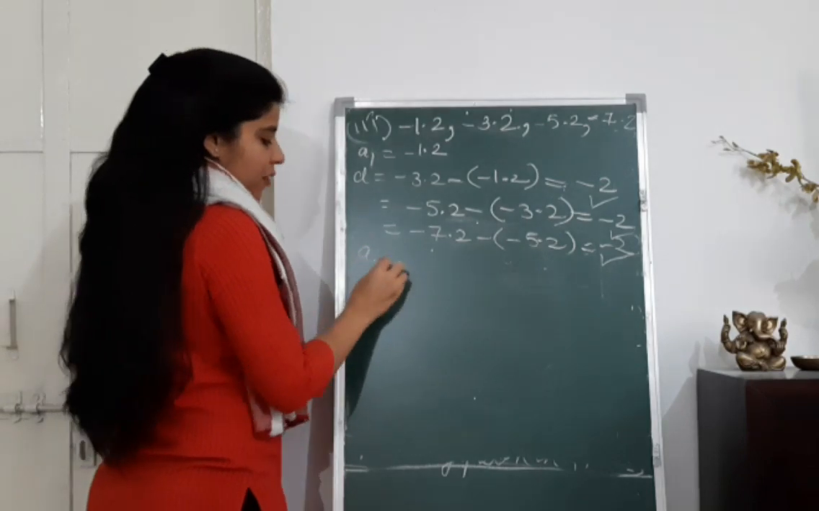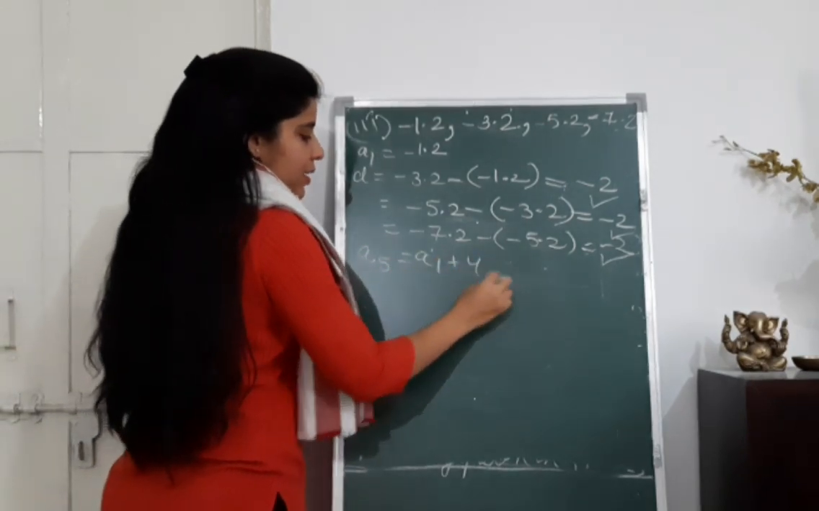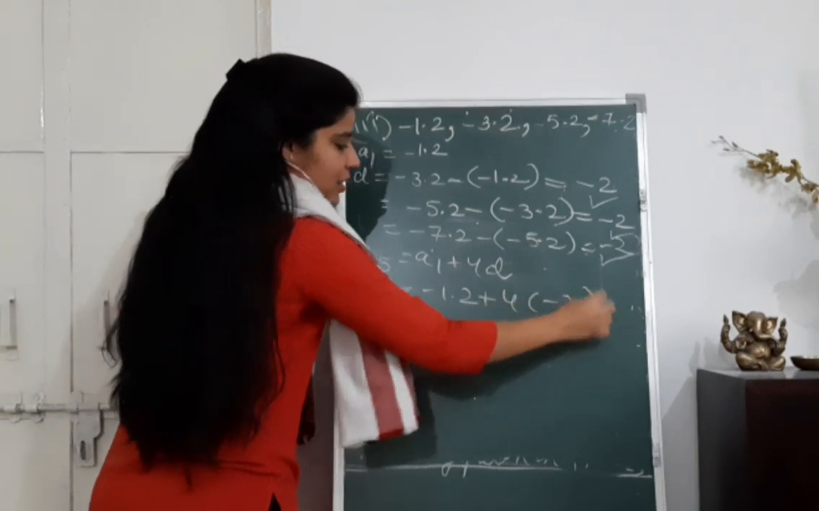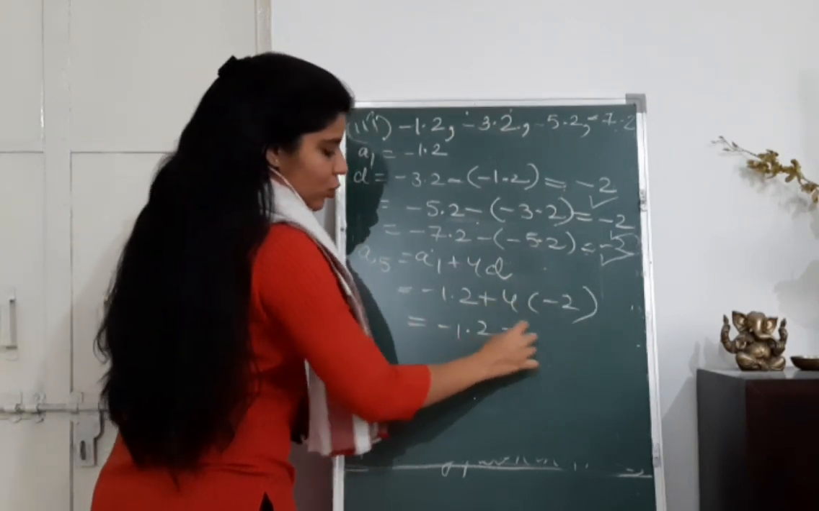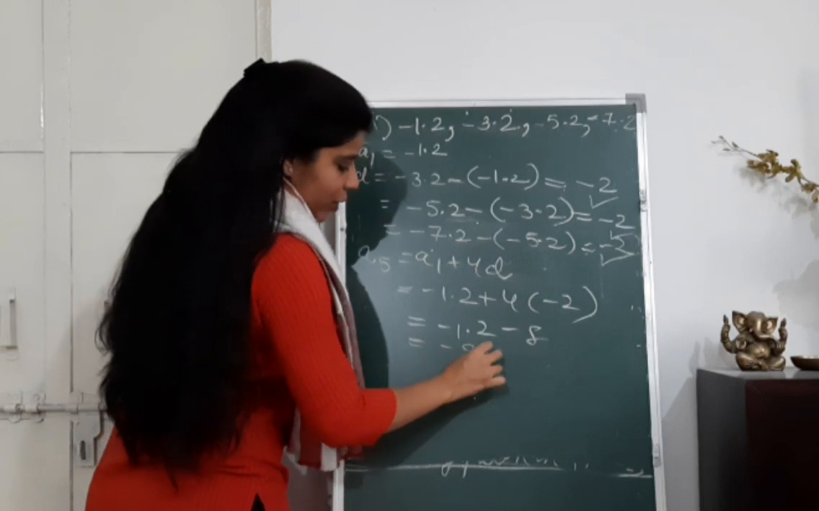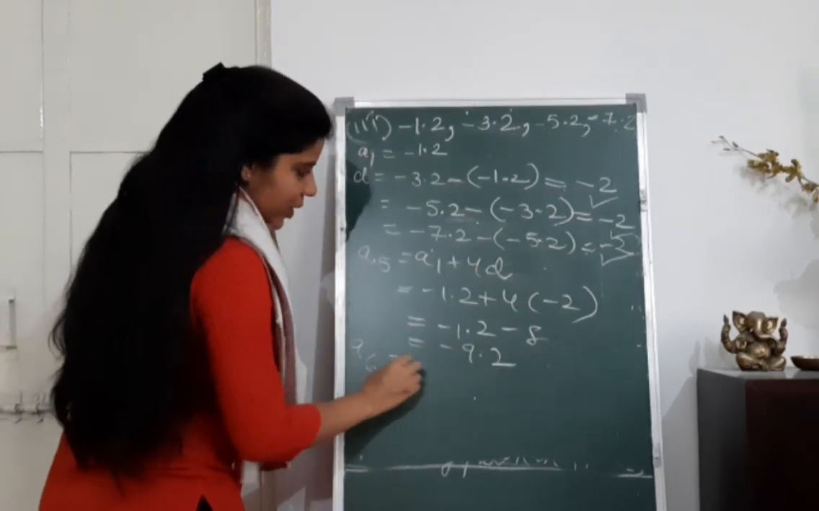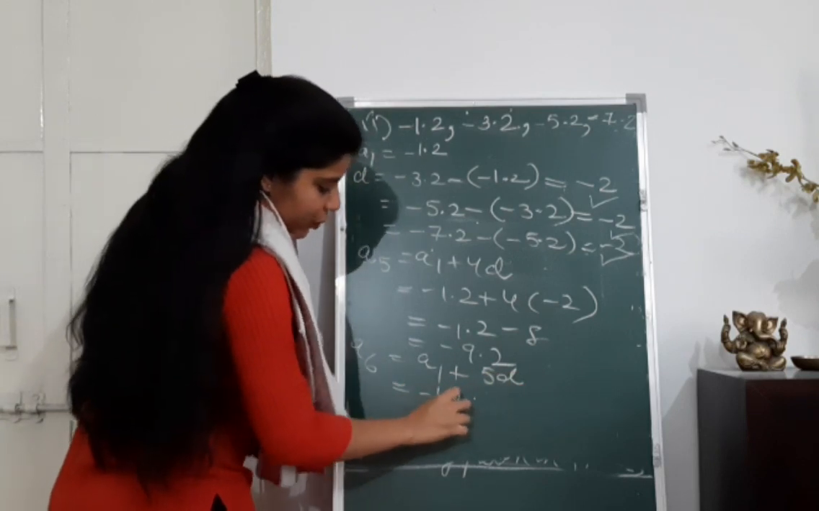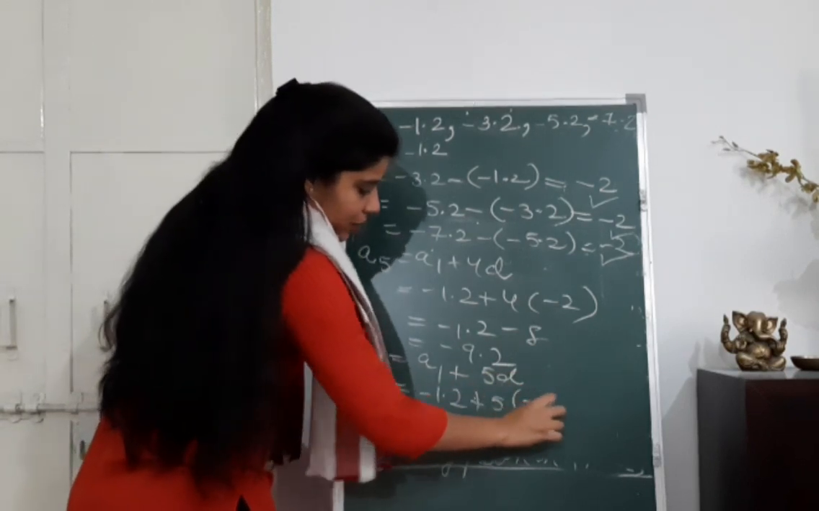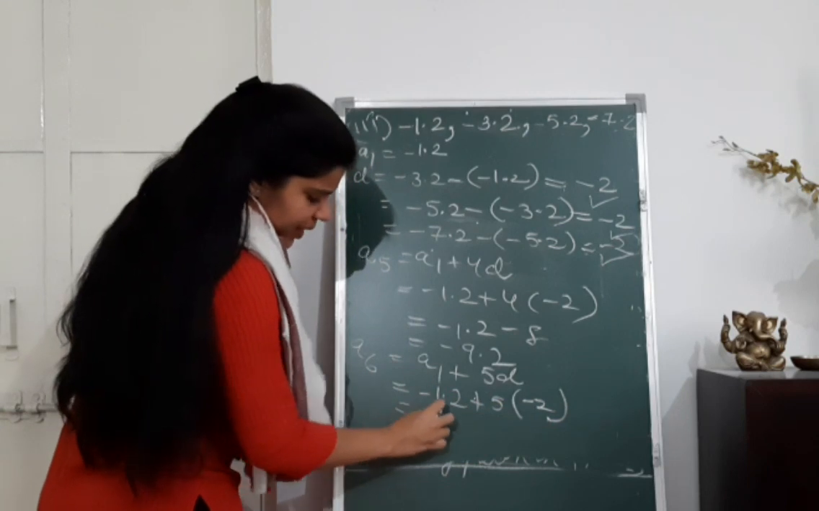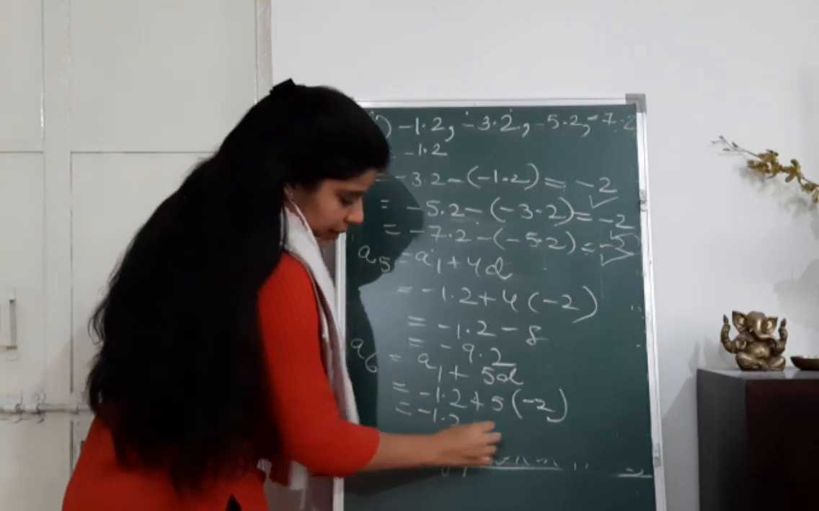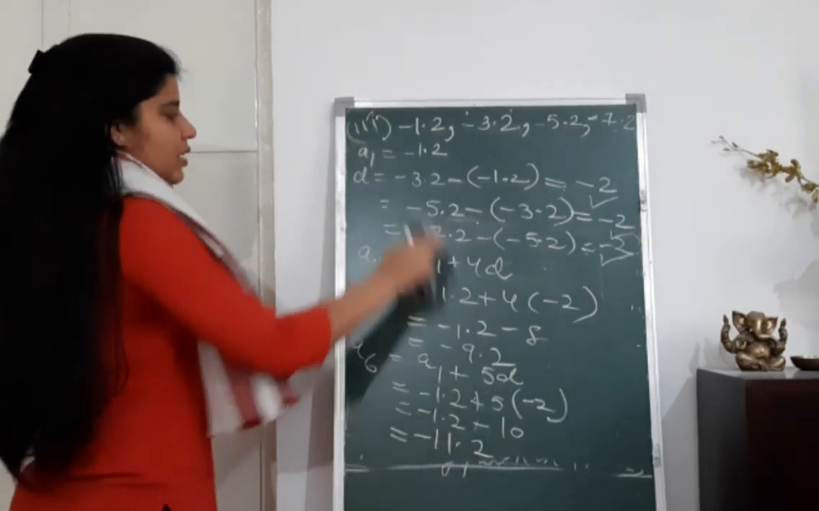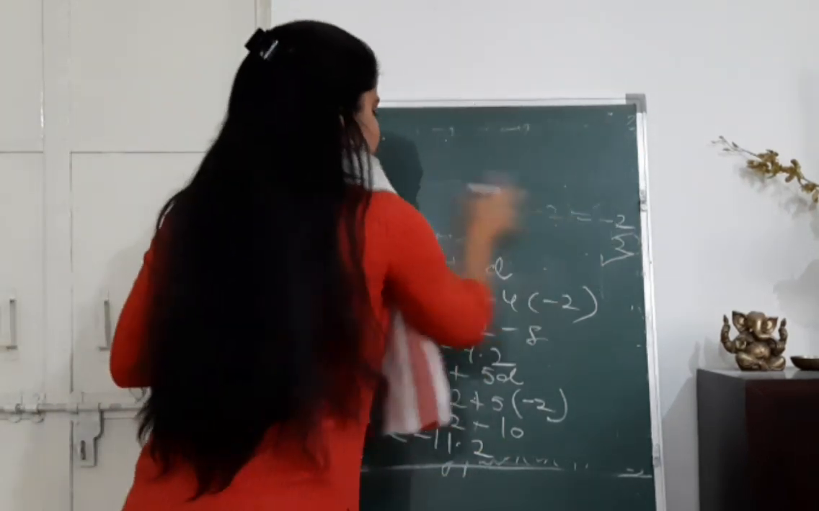What will be A5? A5 will be A1 plus 4D. A1 is minus 1.2 plus 4 into minus 2, which is minus 1.2 minus 8, which gives me minus 9.2. A6 is going to be A1 plus 5D. A1 is again minus 1.2 plus 5 into minus 2, which is minus 1.2 and minus 10, which is minus 11.2. And what will be A7?